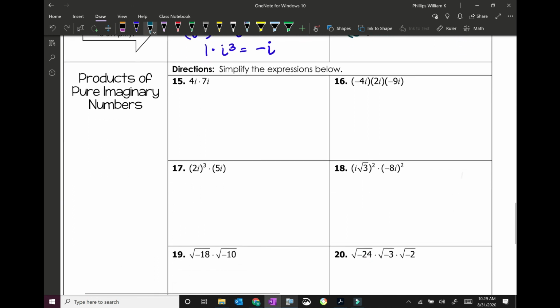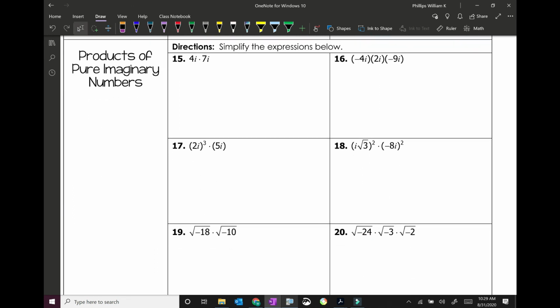So what we'll do is we'll simplify the expressions knowing what we know now about the values of i. So I'm going to go straight down and do all of these on the left. So 4i times 7i. You'll treat this like you normally would any other expression. So you would multiply like terms. So 4 times 7 is 28. i times i is i squared. We know the value of i squared. i squared is negative 1. So this solution is negative 28.